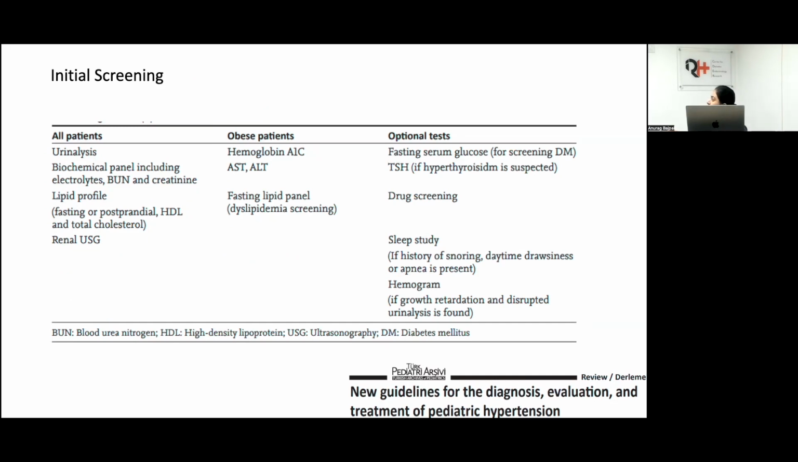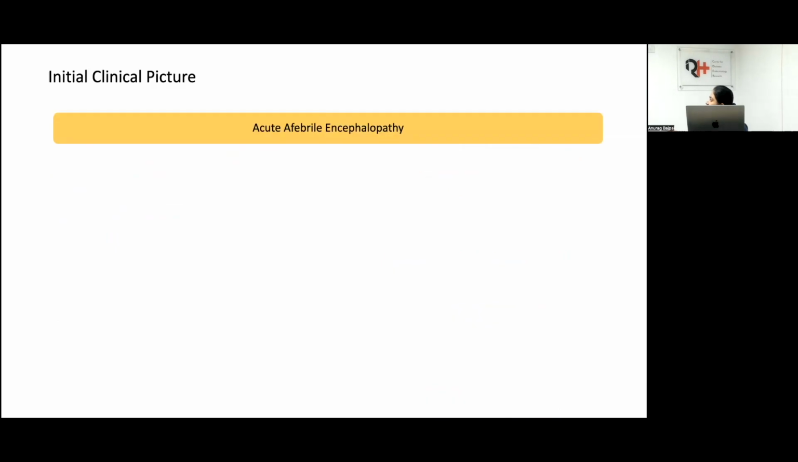Initial screening involves urine analysis and measurement of electrolytes, urea, creatinine, with lipid profile and renal ultrasound. In obese patients, one also needs to look at HbA1c, AST, ALT, and a fasting lipid profile. I think the other thing to remember is that the more severe the hypertension, the more the likelihood of a sinister pathology increases. So now we are seeing so many obese individuals and they may have marginal hypertension.